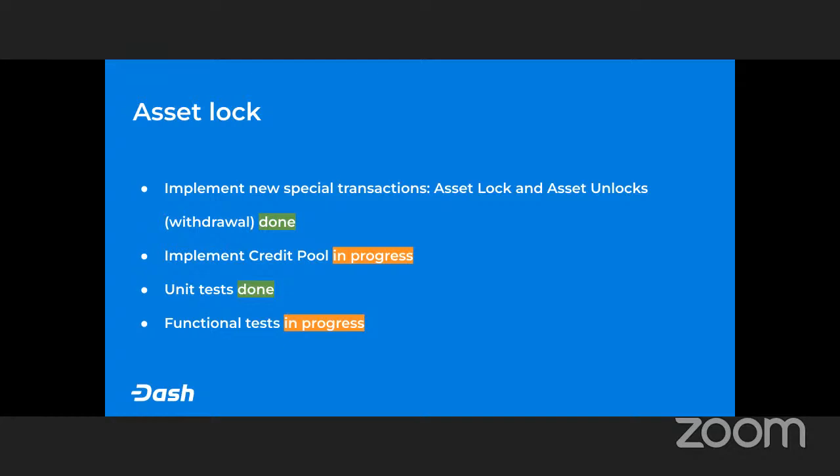The first component is the asset lock transaction, for locking Dash that is currently used on the platform and converted to credits. The second thing is the asset unlock transaction, which is a withdrawal from the platform back to Dash. And the third thing is a credit pool. We need to know at every moment how much Dash is locked in the platform and how much we can withdraw back from the platform to coins.